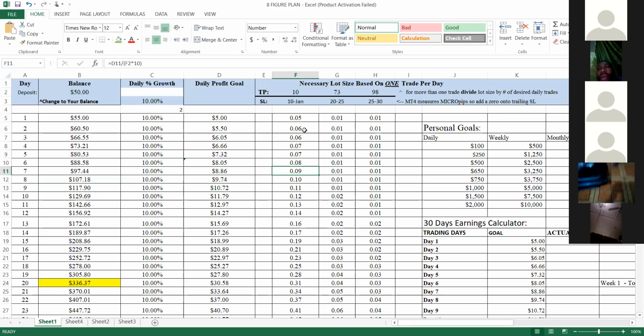Now, the other trades that I'll be giving will be in this format. Let me share with you.